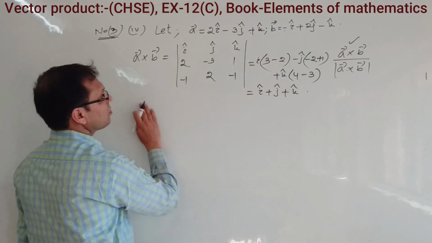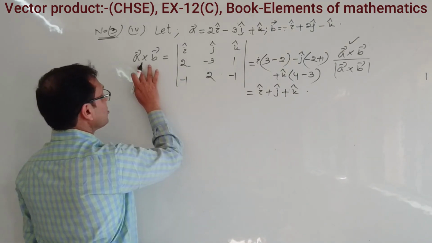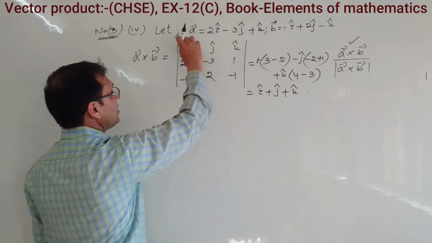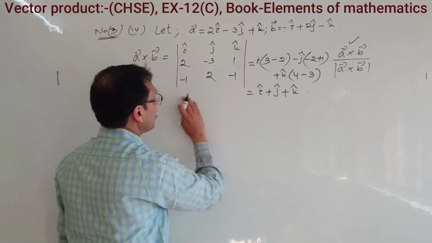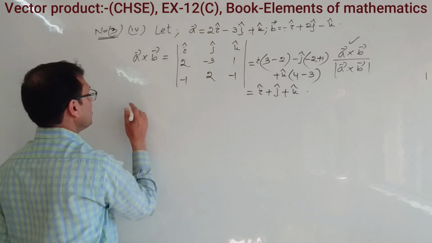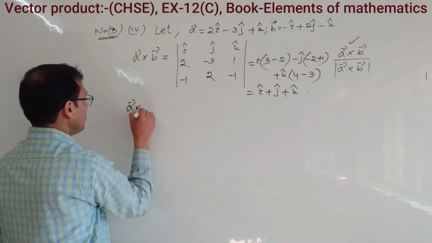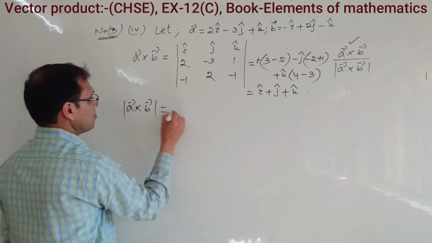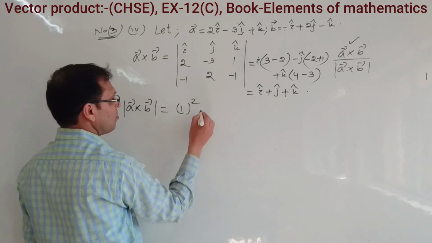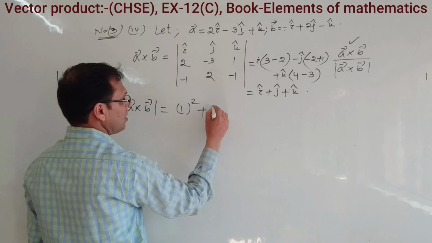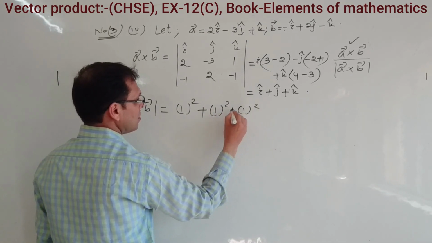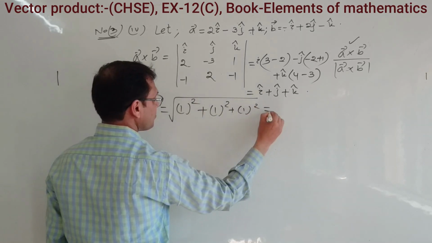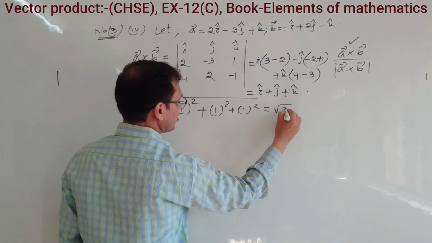Okay, all of you know that A cross B is equal to the determinant of i, j, k, A1, A2, A3, B1, B2, B3. So with the help of the determinant you can find A cross B. Now we have to find the magnitude of this. The magnitude is the square root of the i-th component squared plus the j-th component squared plus the k-th component squared, that is the square root of 1, 1, 1, that is root 3.